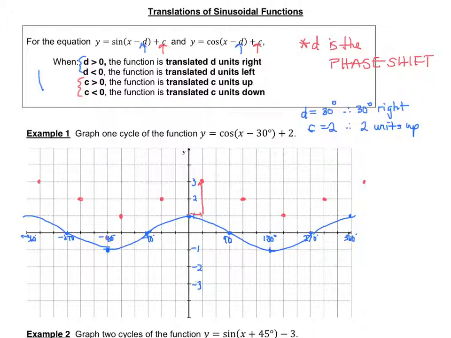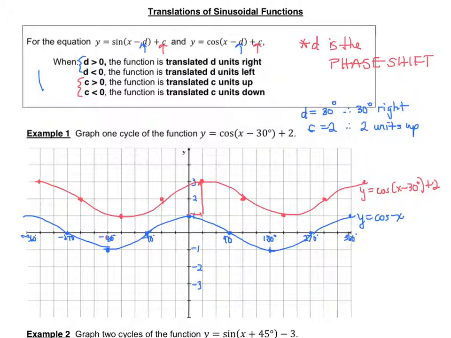Then I can connect my dots, and there we have our translated function, y equals cos x minus 30 degrees plus 2. And I should label my original here as y equals cos x. All right, let's look at another example.